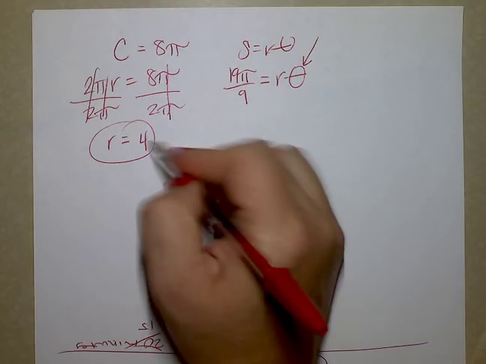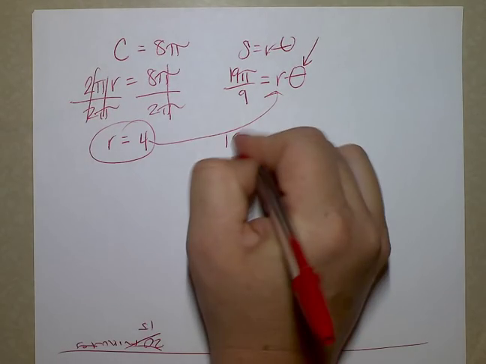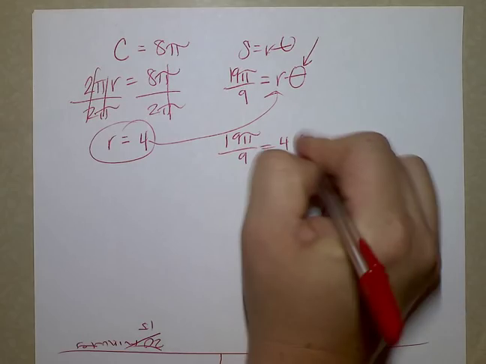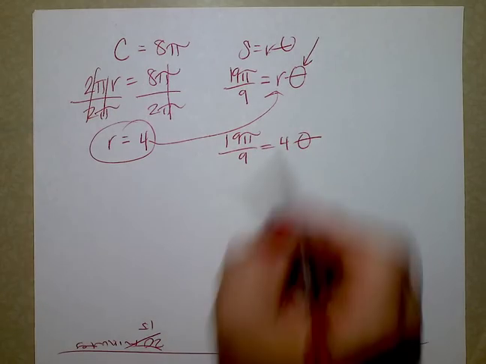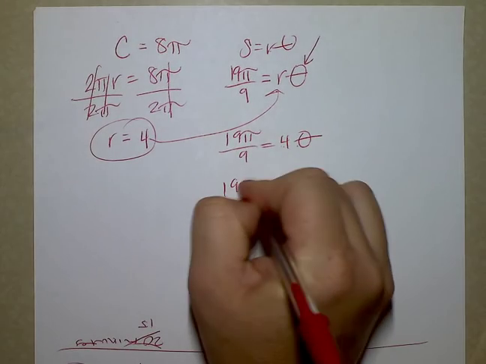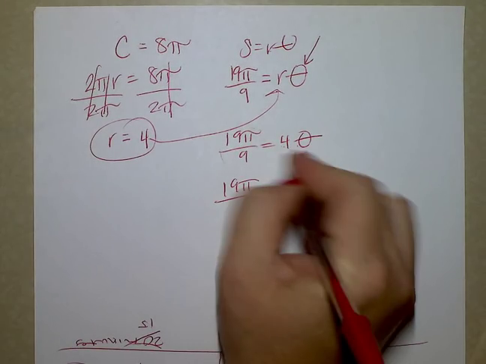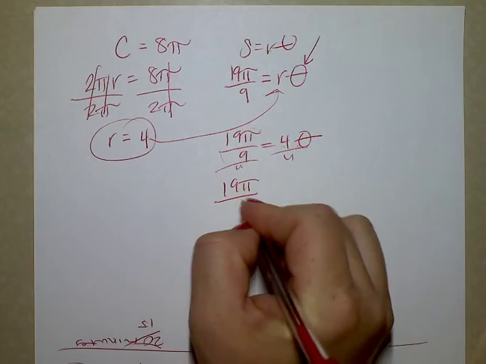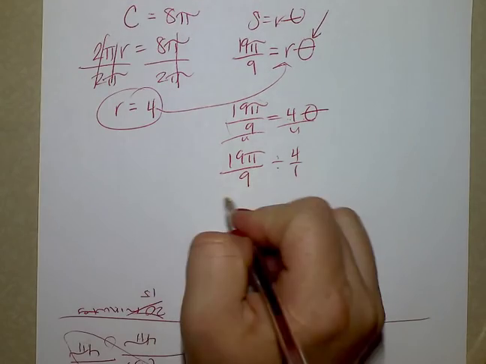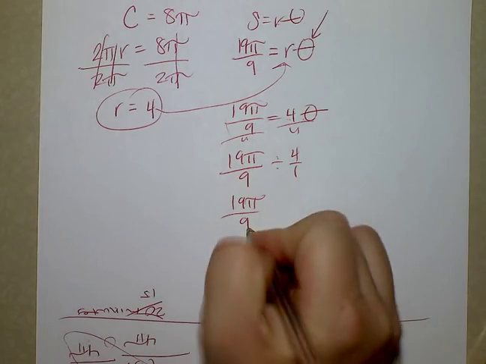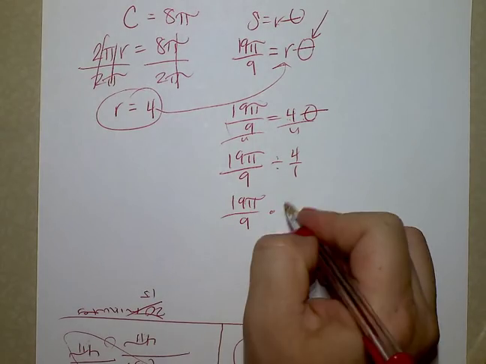Substitute that into the previous problem. To isolate the central angle, I'm going to divide by 4. So I'm going to take this portion and divide it by 4. Remember, when you divide by a number and you're working with fractions, you ultimately turn division into multiplication, and you take the reciprocal of the second fraction.